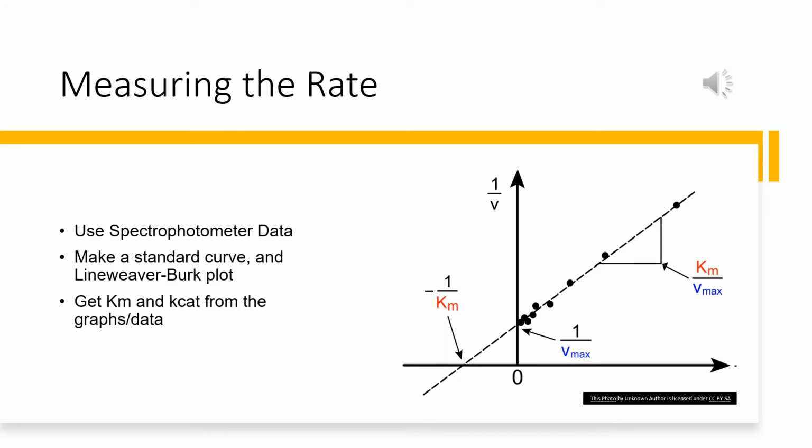We can also construct a Lineweaver-Burk plot by plotting 1 over V0 on the y-axis against 1 over substrate concentration on the x-axis. Vmax, Km, and Kcat can be determined from the constructed plots. The experiment should be repeated numerous times to ensure accurate data collection and kinetic values.